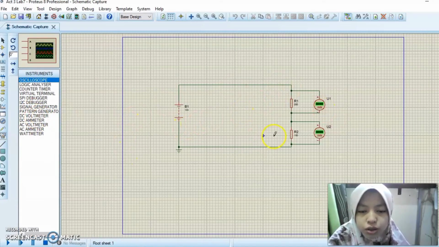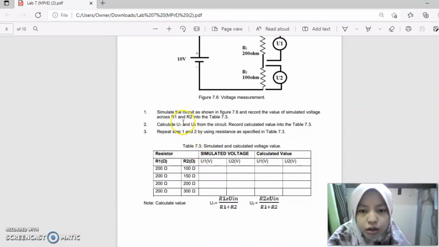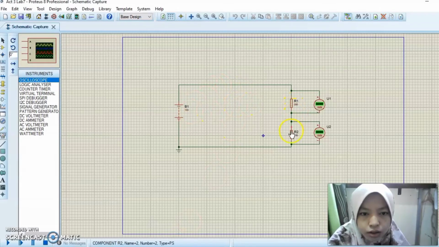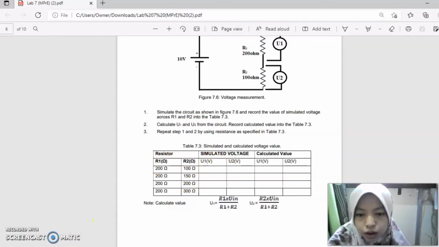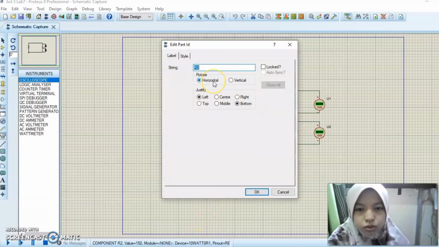Okay, for this we are done, and we look at the procedure again: calculate U1 from the circuit and record it in the table. After we did this, we need to change our resistor value and R2 value to see the values at U1 and U2. For the simulated value, we have done 200 and 200 and 100, so we need to change this.